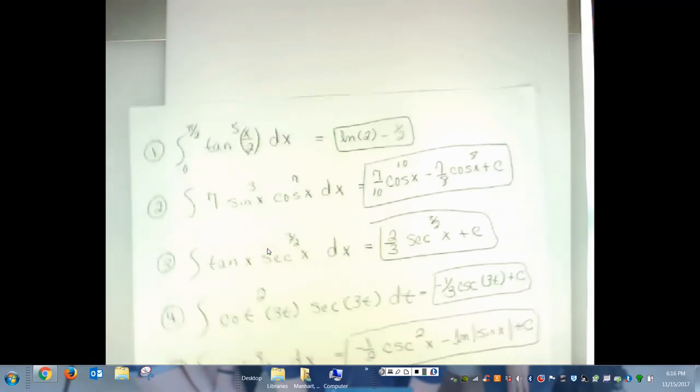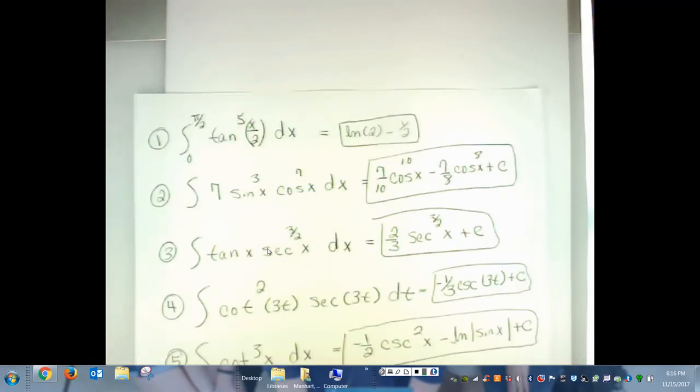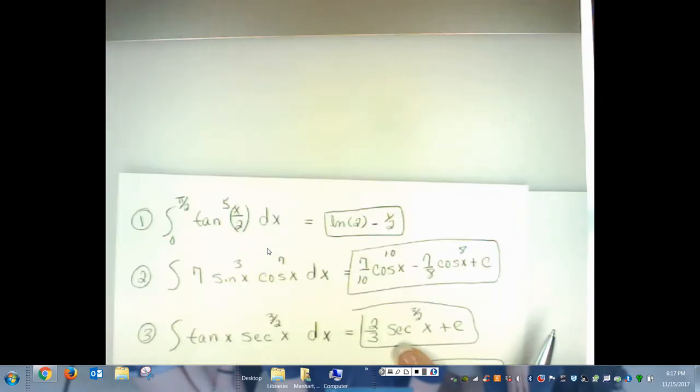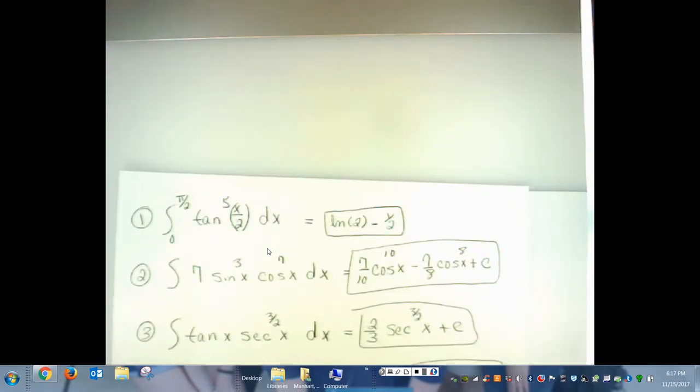Now, question number 3. Oh boy, alternative method. Tangent times secant to the 3/2 power. So let's take a look at that one. Remember, the answer is 2/3 secant x to the 3/2 power plus c. You're going to be amazed at how quickly it is to find the answer to that one.